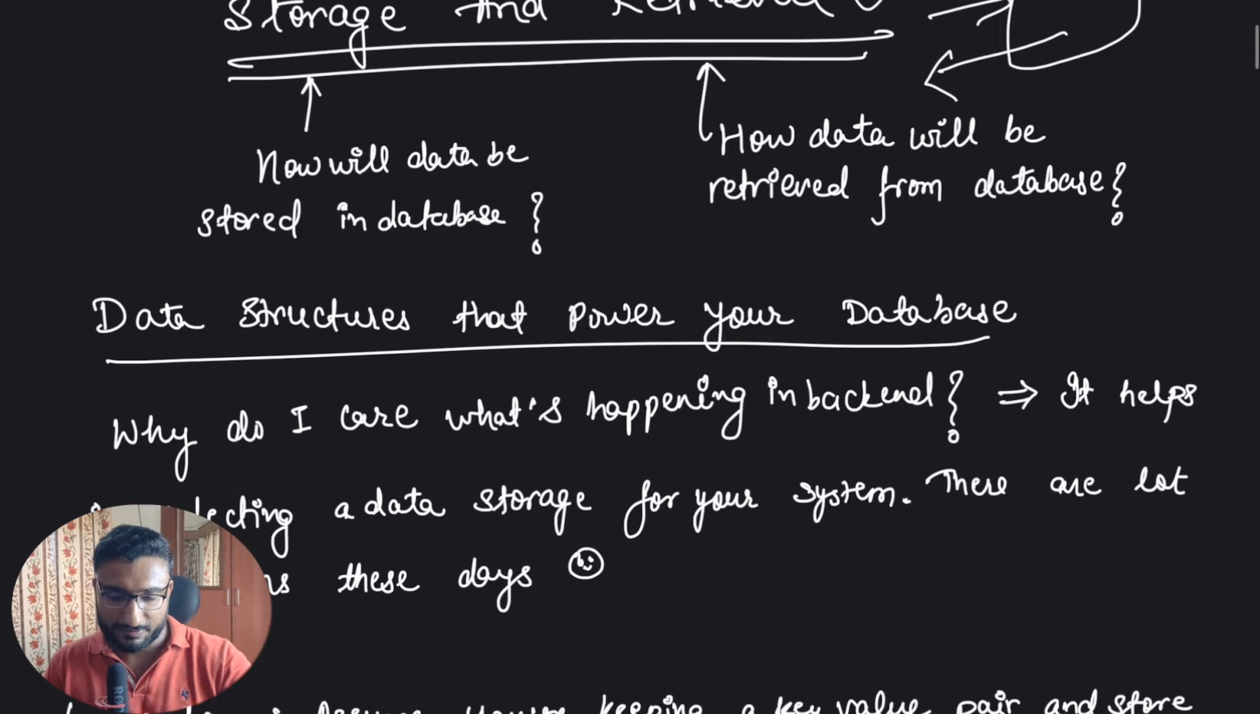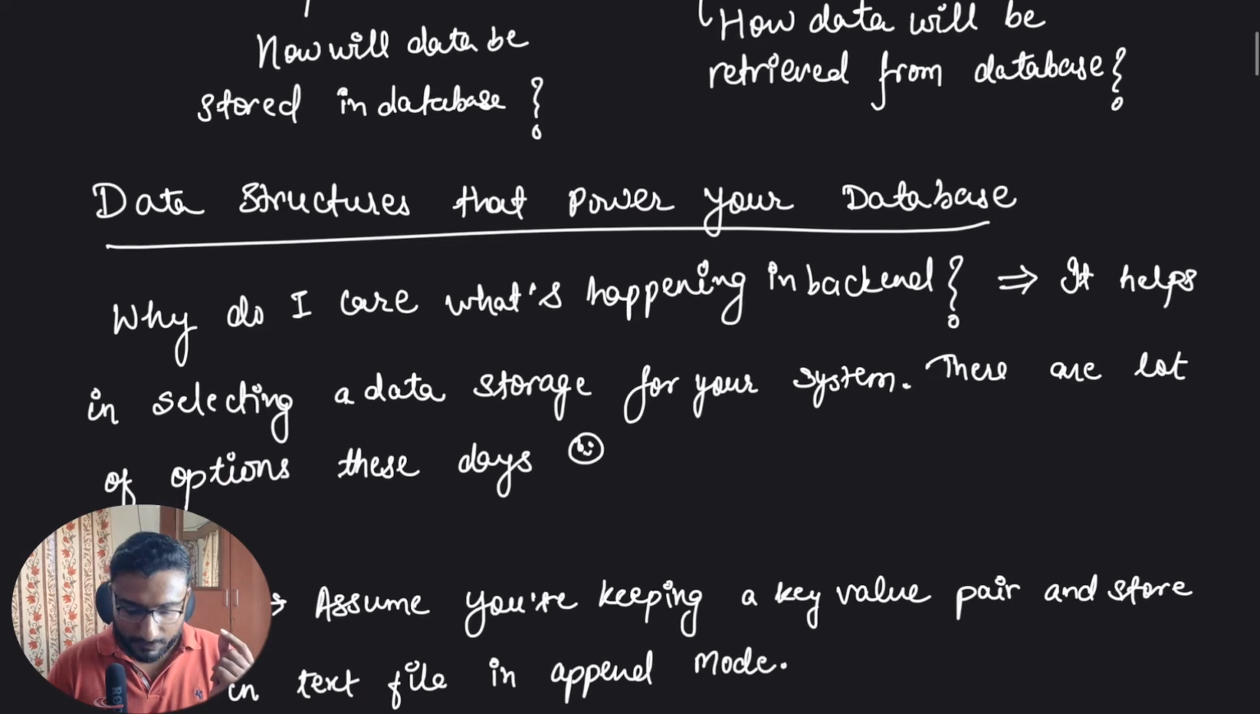So let's start. First of all, what are the data structures which power your database? You might be internally using something inside the architecture: on hard disk, how data is stored, and in memory, how data is stored. When you store this data, what kind of data structure are you using? Before moving to that, why do I have to know?